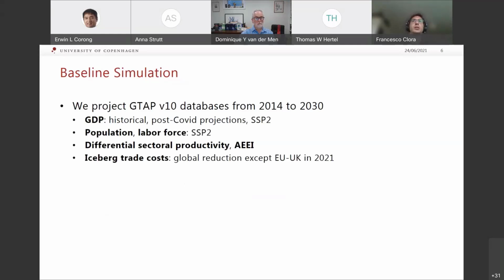We assume that iceberg trade costs decrease globally, with the exception of an increase in 2021 due to Brexit between the EU and the UK. And already in the baseline, we also target changes in CO2 and non-CO2 emissions. So CO2 emissions follow historical data until 2020, including changes in 2020 due to COVID. In 2021, we assume a rebound, and then we assume decreases in line with the individual countries' INDCs.